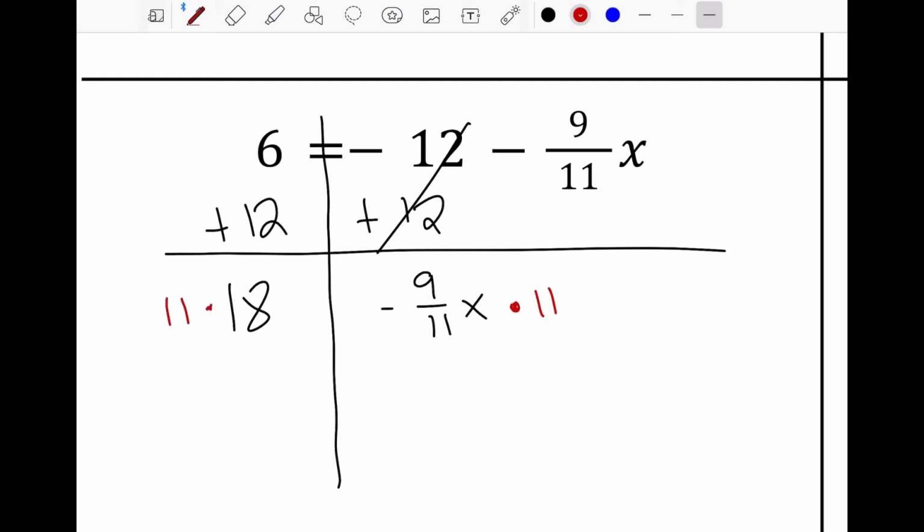When I do that, 11 being multiplied to that 18, it's going to give me 198. But 11 being multiplied to 9 over 11 cancels this 11 out and that one, leaving me with negative 9x. Then the last part says I got to get x by itself. Negative 9 beside x means multiply, opposite means divide, so I'm going to divide both sides by negative 9.